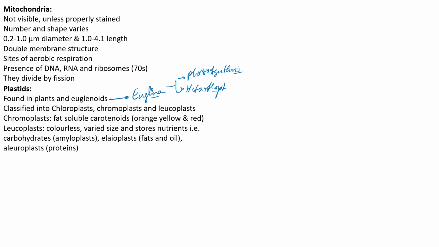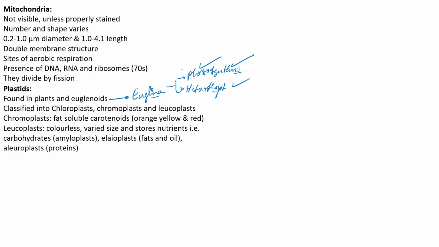So when it comes to the mode of nutrition in the case of euglena, they are autotrophic and also heterotrophic in nature. They become autotrophic only in the presence of sunlight, because they have the plastids, and using the plastids they can carry out the photosynthetic mechanism.